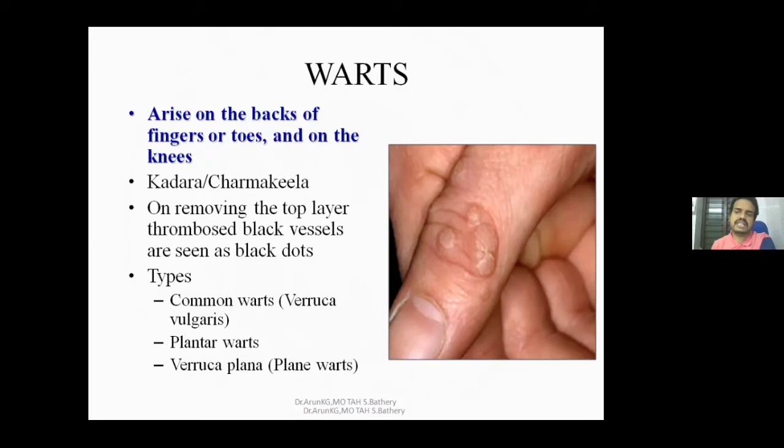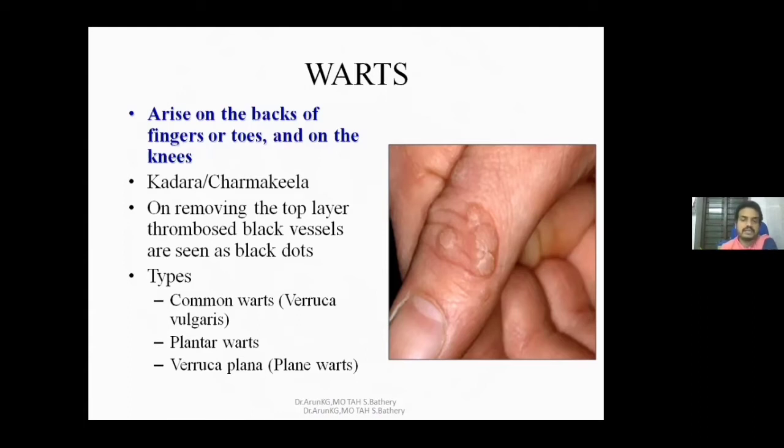One confirmatory sign that we have to keep in mind is that by seeing the filiform parts, the cauliflower-like parts, we can identify from seeing itself. But one identifying feature is that on removing the top layer by a scalpel, or when we are doing Agnikarma and all, there will be thrombosed black vessels, which we will be seeing as black dots. It's a confirmatory sign in warts.